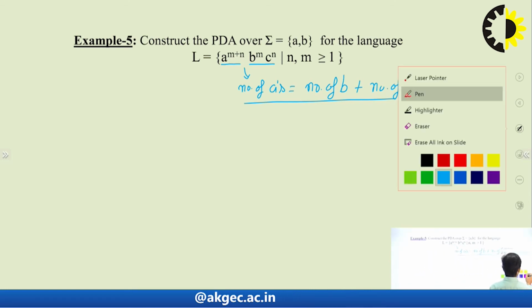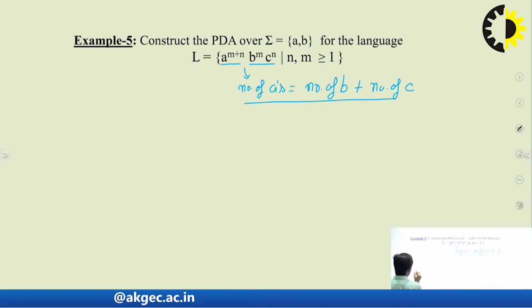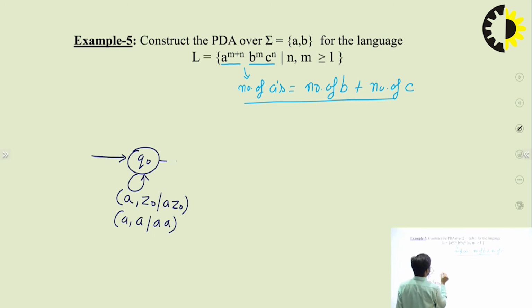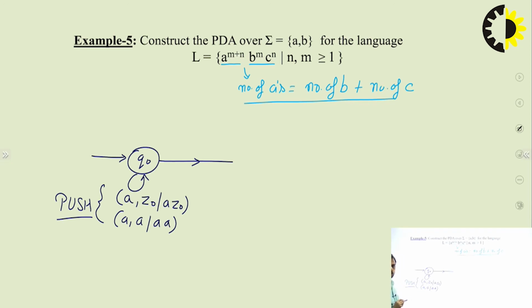So let's see. I am at state Q0. Input is A, top of the stack is Z0. We keep on pushing A. Input is A, top of the stack is A. Push A. Okay. Now, till now we have performed all the push operations.